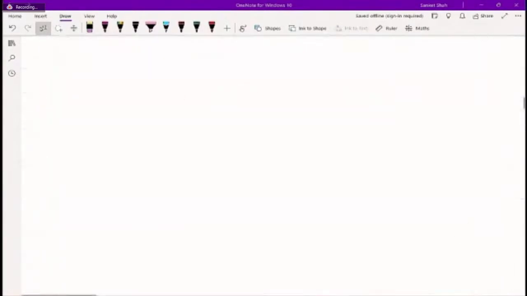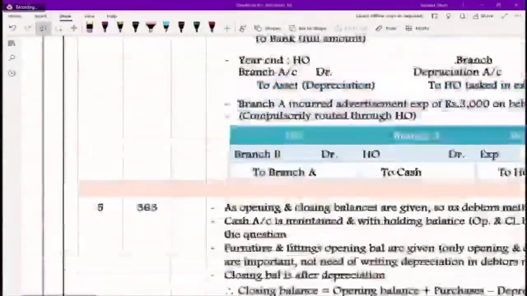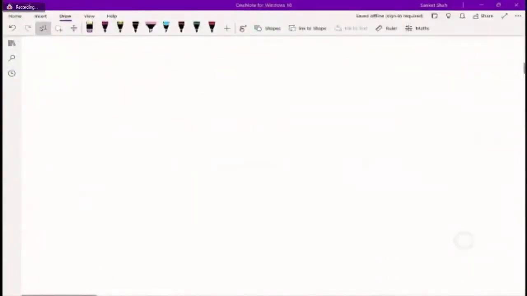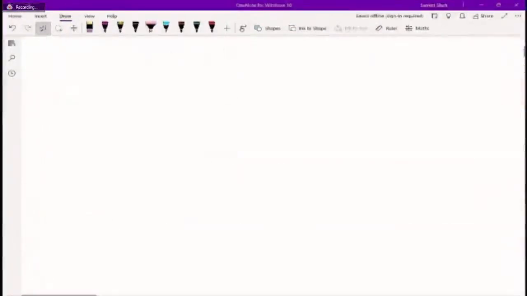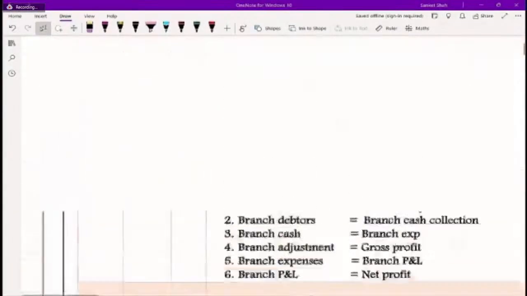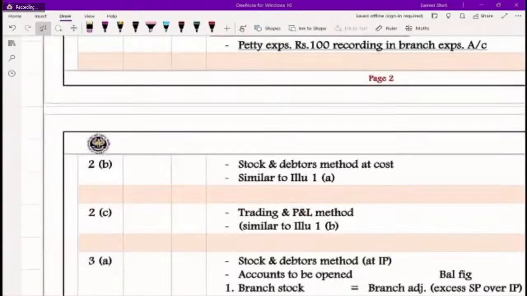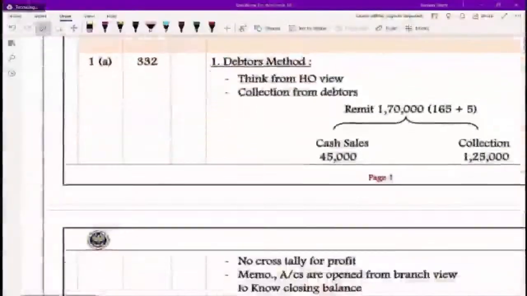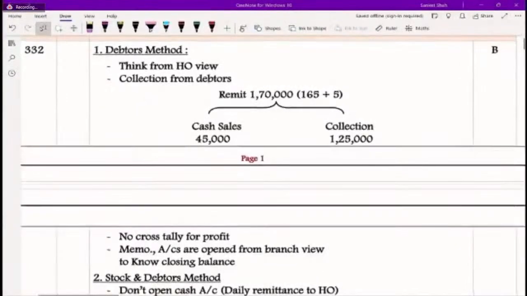Yes, an index screenshot, and please share it on our channel also. Index, index, index, index. So what are important points in this question? बहुत बड़ा index है रे. Debtors method. B category question. Debtors method, think from HO view.